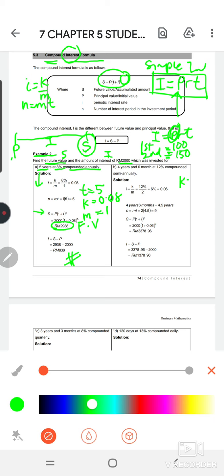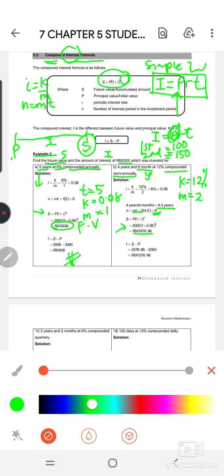So it means that your k is 12%. Note down all the information first. For m, it says compounded semi-annually. It means it is compounded every half year. So in a year, it will compound 2 times. So your m is 2. And then your t is 4.5 years. 4 years 6 months, you need to change the 6 months to years. So your n is m multiplied by t, 2 multiplied by 4.5. So you get 9.